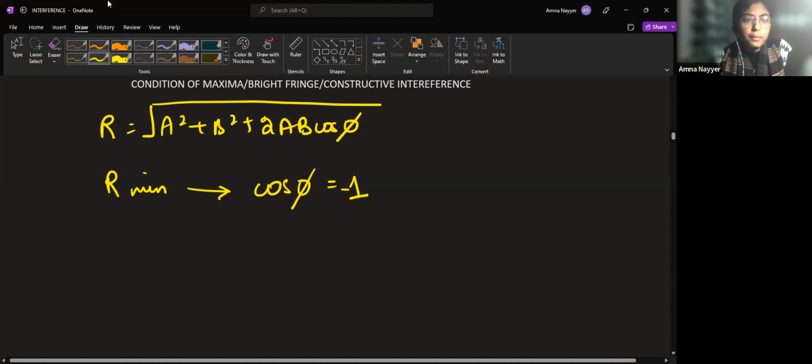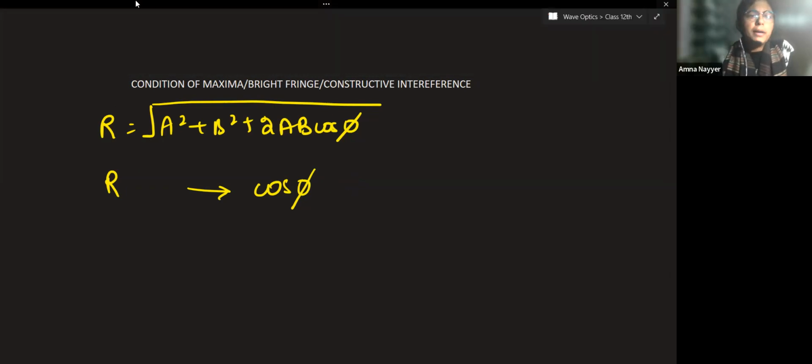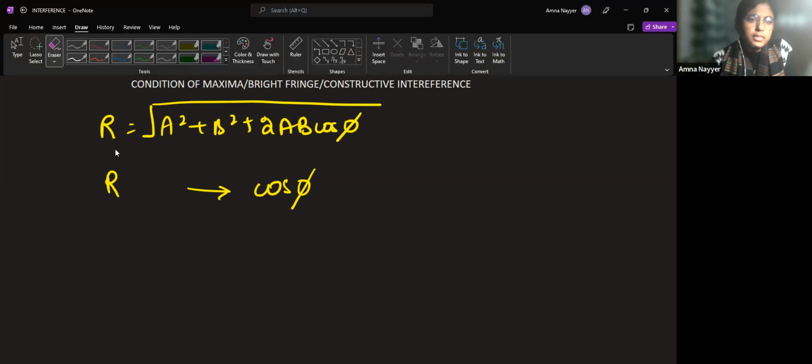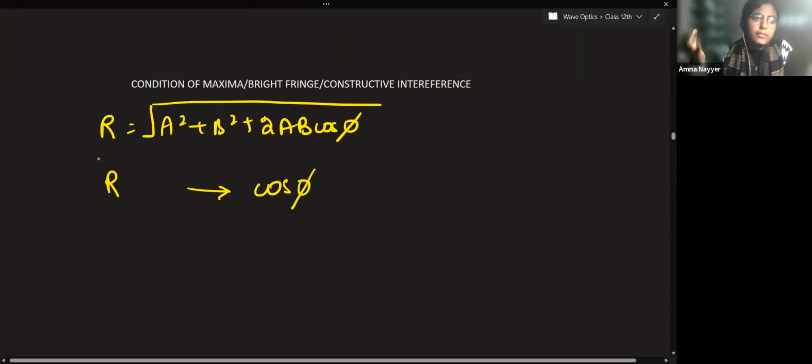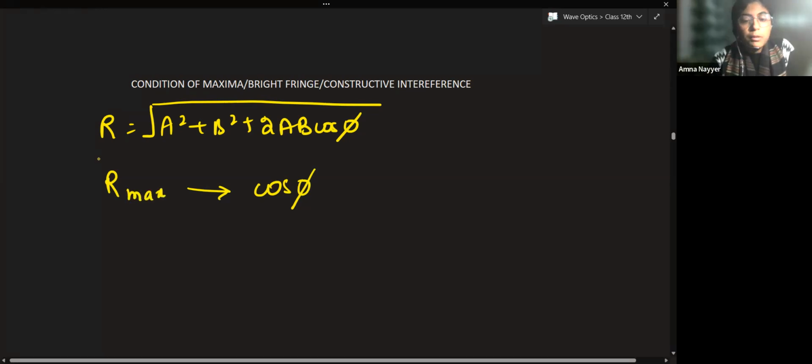So remember, for maxima, everything will be maximum. Intensity will be maximum. Amplitude will be maximum. All these values will be maximum because you're getting a bright fringe. Intensity will be high, amplitude will be high. So the resultant amplitude will be maximum, so cos phi will be +1.